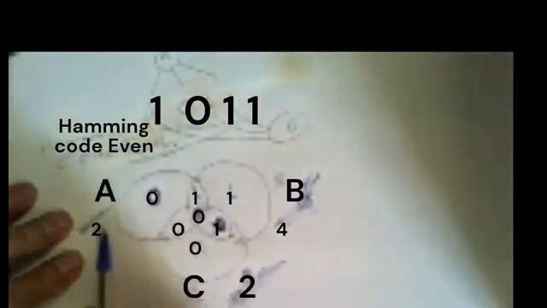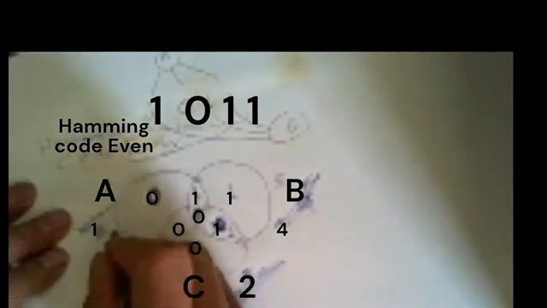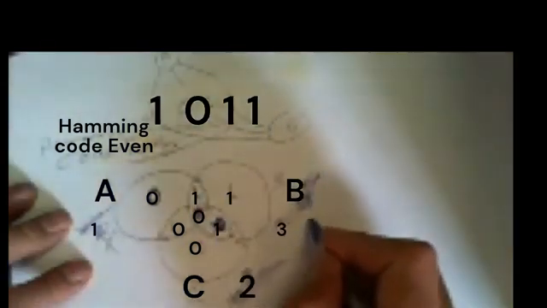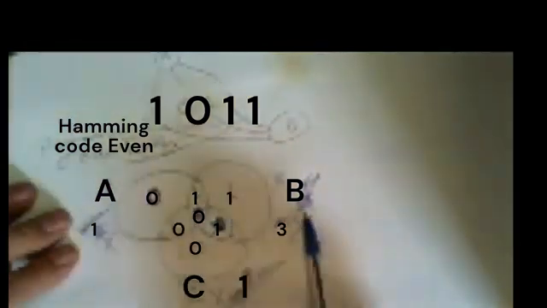So it counts A. Do we have an even number of ones in A? No, we have an odd number. So there's something wrong with group A. What about B? 1, 2, 3. Oh, that's another odd number instead of even. That's another problem with group B. What about group C? 1. That's another odd number. Then there's a problem with group C. Now, all 3 groups have something wrong with them.